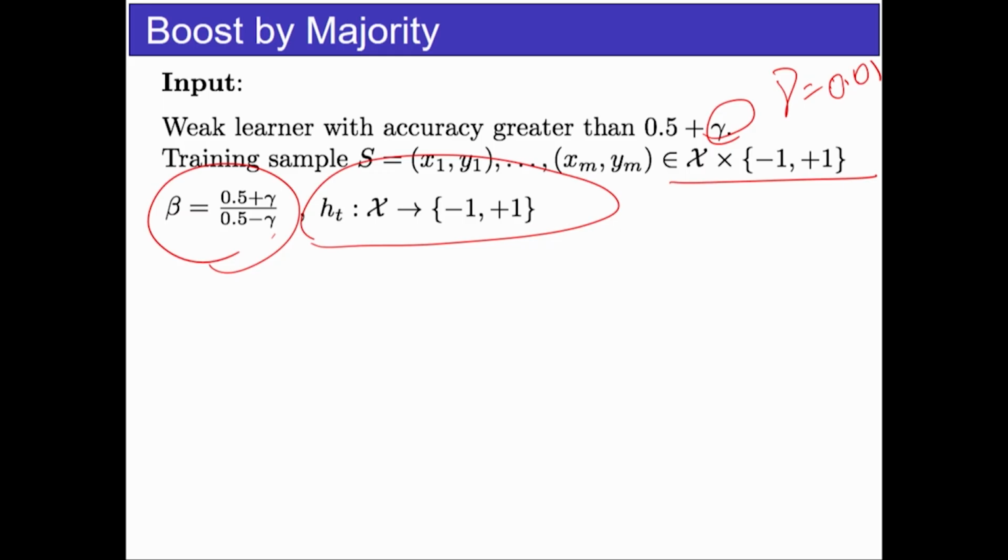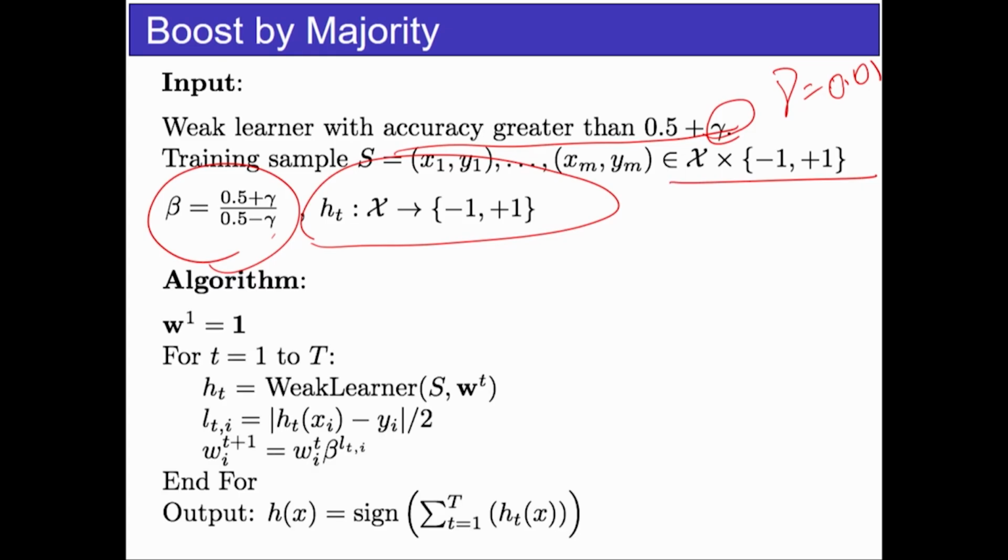Okay. So what the edge is saying is that each of your weak learners is going to get at least 0.5 plus gamma accuracy. So what is the algorithm? The algorithm is simple. You initialize with equal weights for every sample. That's the sensible thing to do. You have not learned anything, so it makes sense to give equal weights to everything.